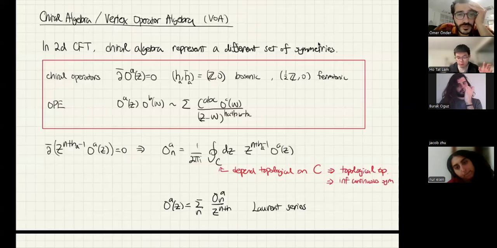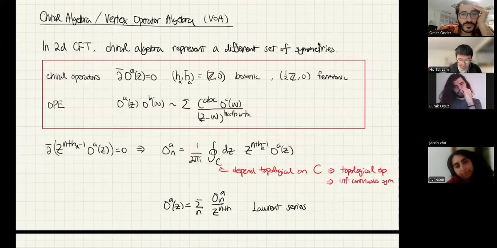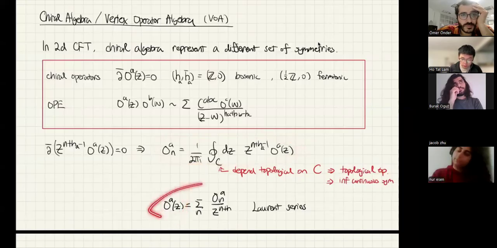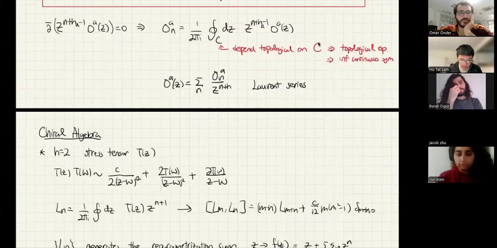And I'm also going to emphasize another difference between these topological operators versus the ones that we have seen before using topological defects. And of course, with these operators, we can also reconstruct the original local operators using the Laurent series. Okay, so this is something that we have seen in 2D CFTs.